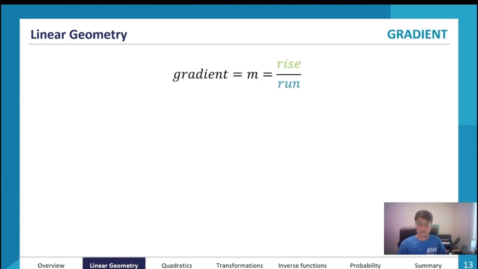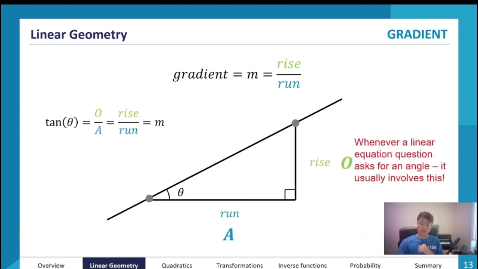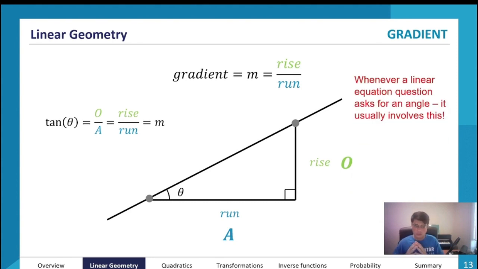Now, one thing I just want to note before we move on here is that since we can define the gradient as the rise over the run, we can actually think a little bit about trigonometry. Don't worry, I don't expect you to remember too much from previous years when it comes to trigonometry. But just remember, if we were to put an angle here, you should remember SOHCAHTOA. We can use that to define the tangent of this angle as the gradient. So whenever there's a question that asks you for an angle, you should always be thinking about the tangent of this angle right here.